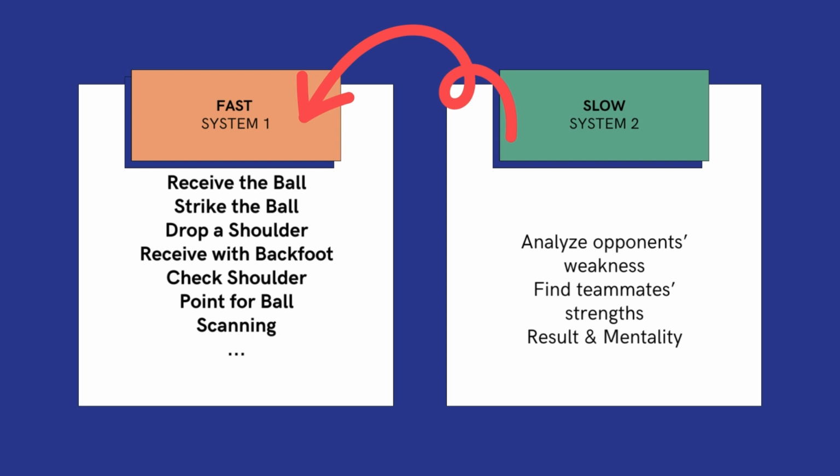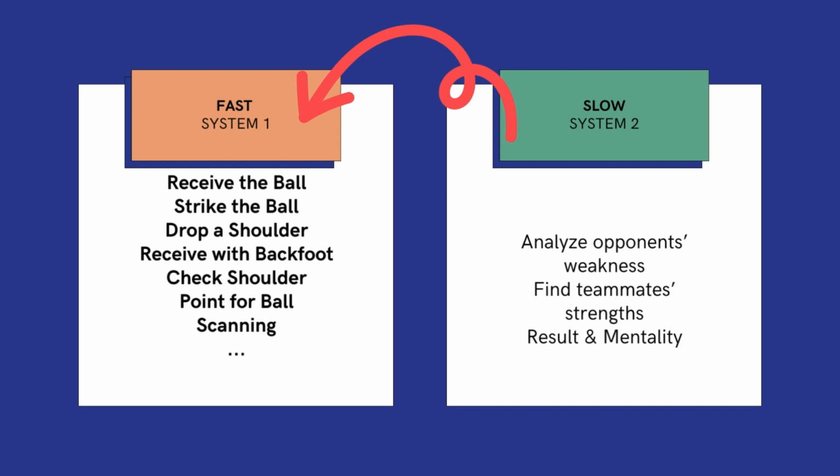But they need to become natural for players. And by natural, what we really mean is not that they're born with it. It basically means that they move from system two to system one. Receiving the ball, striking the ball, dropping a shoulder, receiving with the back foot. Professional soccer players don't think about these things. Checking the shoulder, pointing for a ball, or scanning. These things are natural, not in the sense that they're born with it, but they learn them so well that it almost feels inborn. And this is specific to soccer players. Other players, like basketball players, have some advantage, but they're not going to have these things in system one.